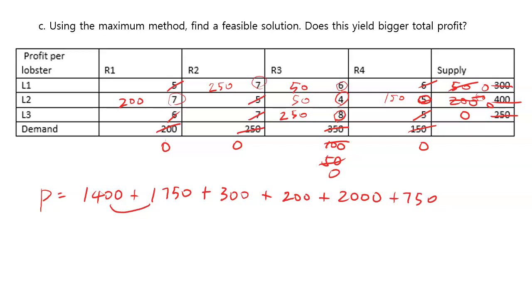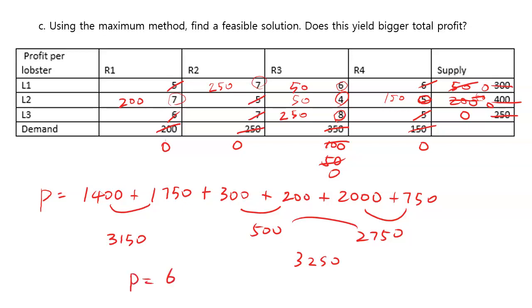These add up to 3150. That's 500. This is 2750. And 3250 added together, we have the total profit of 6,400. Okay, so the answer is yes. This does yield bigger profit. Okay, rather than 5,000, we now can make 6,400.